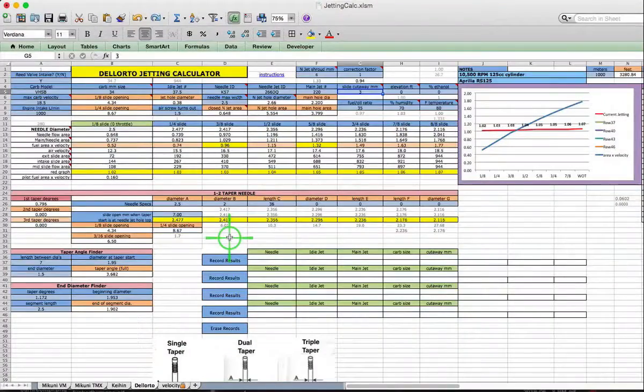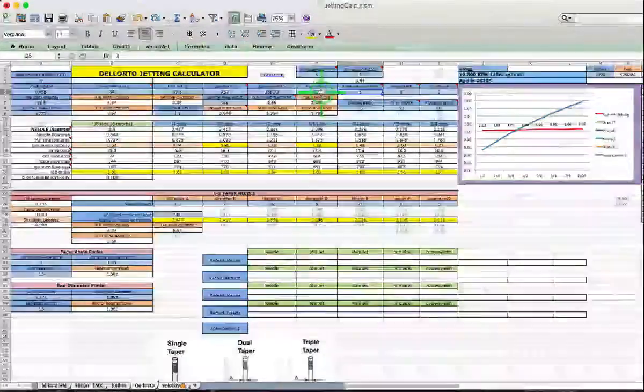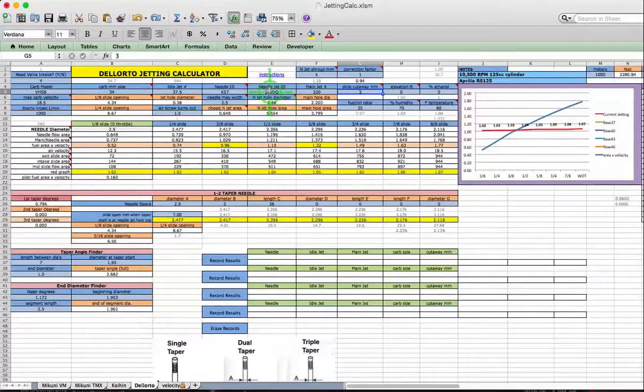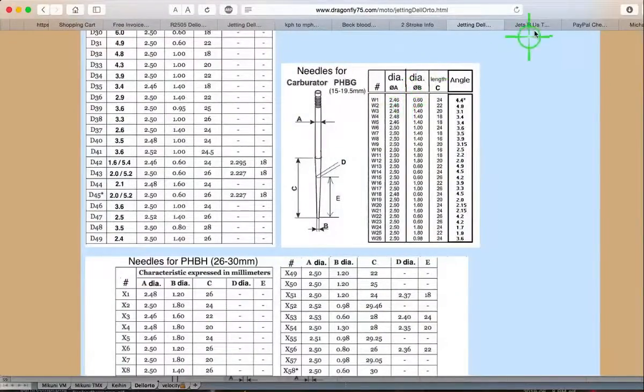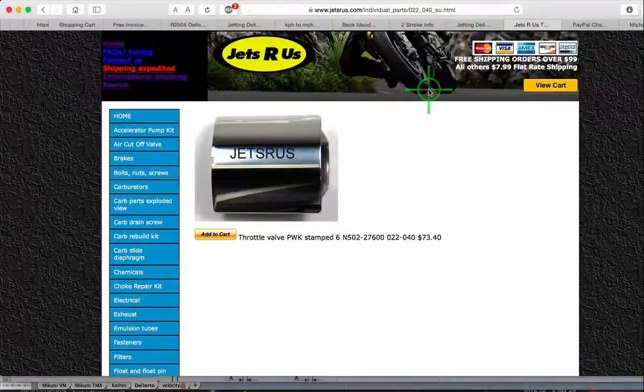And so you're virtually making all the changes you need, and then when you're finished, you're saying, oh, okay, well, this is the number slide cutaway I need, this is the main jet I need, this is the needle I need, and this is the pilot jet that I need. And then you go to Jets R Us or one of the other companies and just buy what you need.